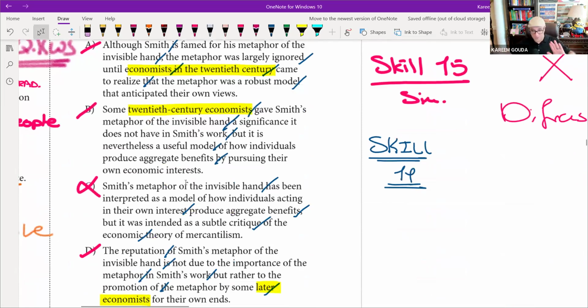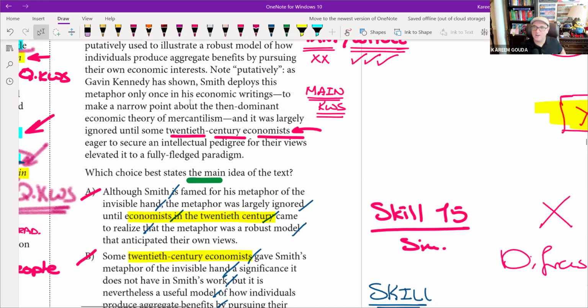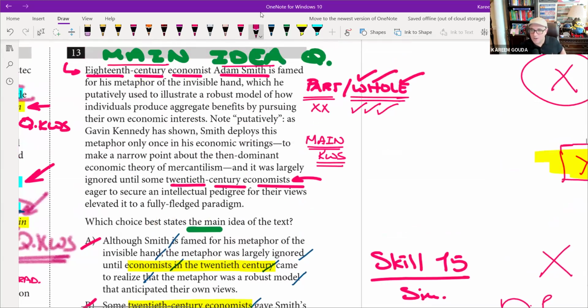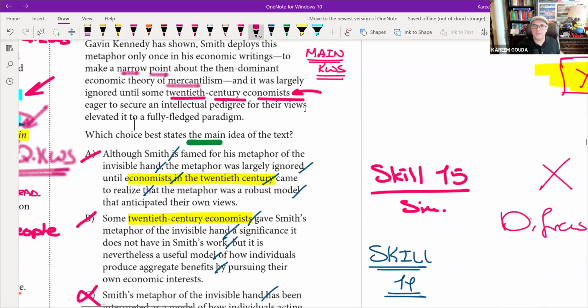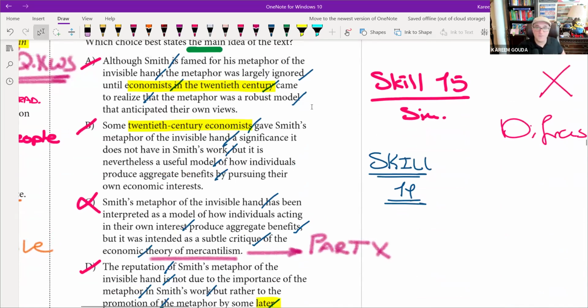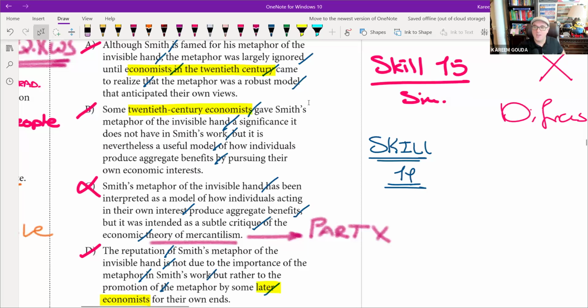All right. So that's one thing we can do. Now, another thing that we can eliminate C for is right here, the economic theory of mercantilism. I can say that this part is actually a minor part, because if you look closely, mercantilism was just used as a little example right here. See? Only once in economic writings to make a narrow point about the then dominant economic theory of mercantilism. So it's just a little part, and we're just saying a narrow point, so it's not that important. So I think we can safely ignore C. Now we're left with A, B, and D.